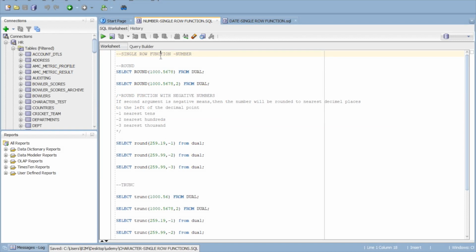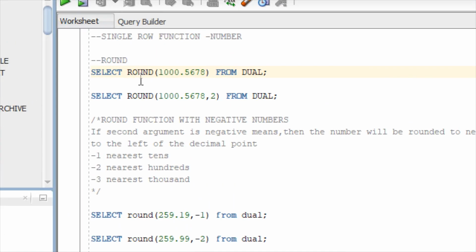Under the number function we have many Oracle inbuilt functions. The first one we're going to see is round. Select round of 1000.5678 from dual. What is meant by round is nothing but, whatever number I am going to give here, it will round up the number and give you as a result.